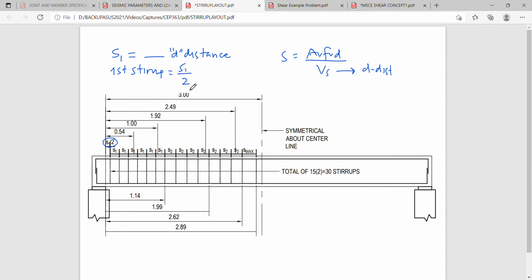So kalahati, no? Sa face ng support. So in this particular example, the face of the support is not the face of the column, it's the face of the bearing plate that was provided to support your simply supported beam here. Not the face of the column. If there are no bearing plates here, then you can consider the face of the column.